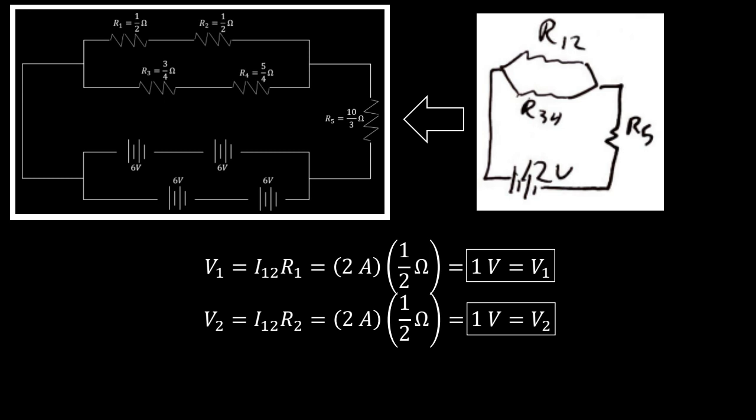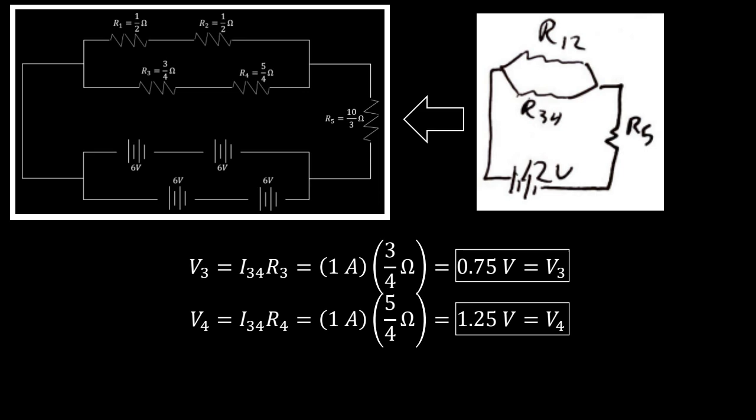So the voltage drop across resistor 1 is the current flowing through it, which in this case is I12, times its resistance. 2 amps times 1/2 ohm equals 1 volt across resistor 1. And because resistor 2 is in series with resistor 1 and has the same resistance, we end up with the same voltage drop. That's only because the same amount of current is flowing through them and they both have the same resistance. Now, if we look at the down path of resistors 3 and 4, we calculated that this down path had 1 total amp flowing through it.